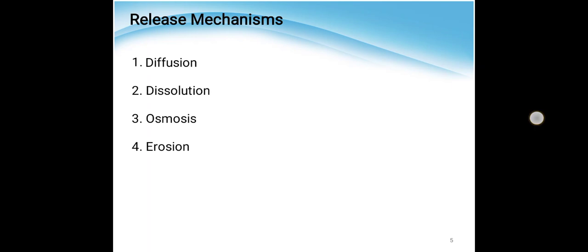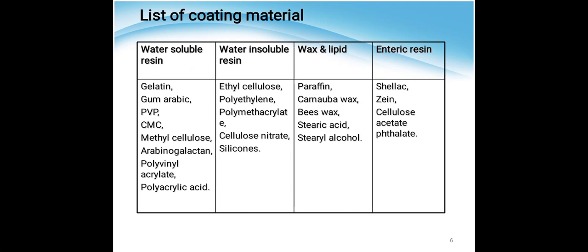Today actually we want to see one more bit, that is, what are the different types of coating materials that are used specially for the preparation of microcapsules. Generally, different types of resins are used for the preparation of microcapsules, and that acts as a coating material. What are the different types of coating materials that are used? Number 1, water insoluble resin. Number 2, water soluble resin. Number 3, different types of waxes and lipids. And number 4, enteric resin.